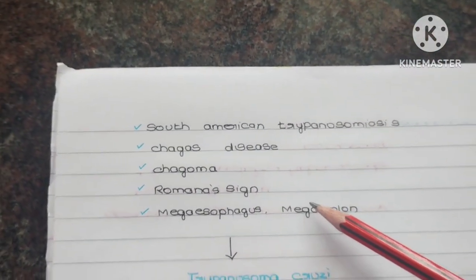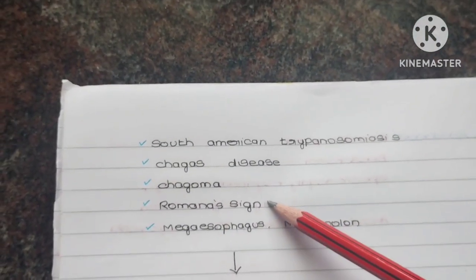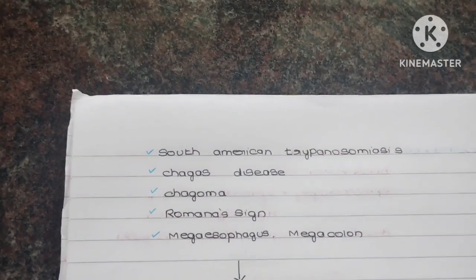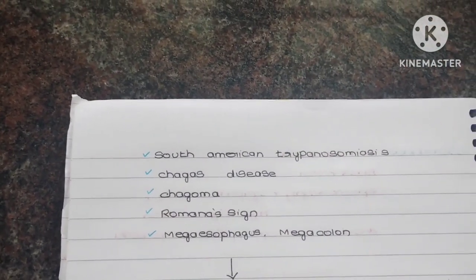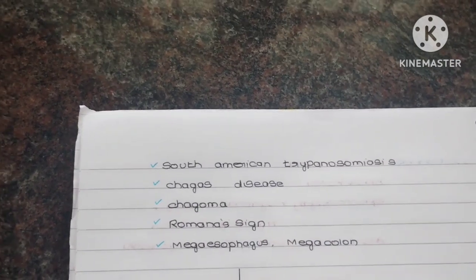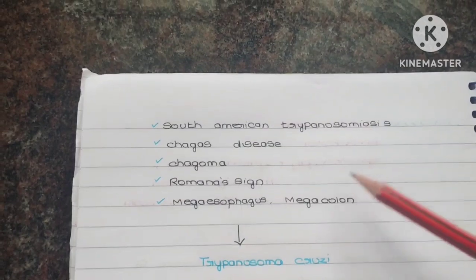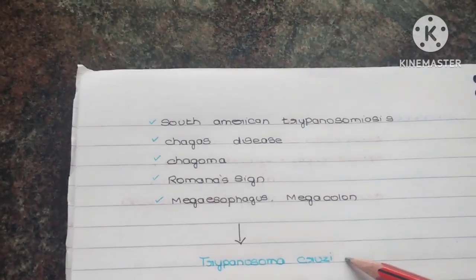Okay. So next, if you come across words like South American trypanosomiasis, Chagas disease, or chagoma, or unilateral swelling of the eye, that is Romana's sign, and there will be megaesophagus, megacolon, and cardiomyopathy. If you come across these key points, it is Chagas disease, that is caused by Trypanosoma cruzi.